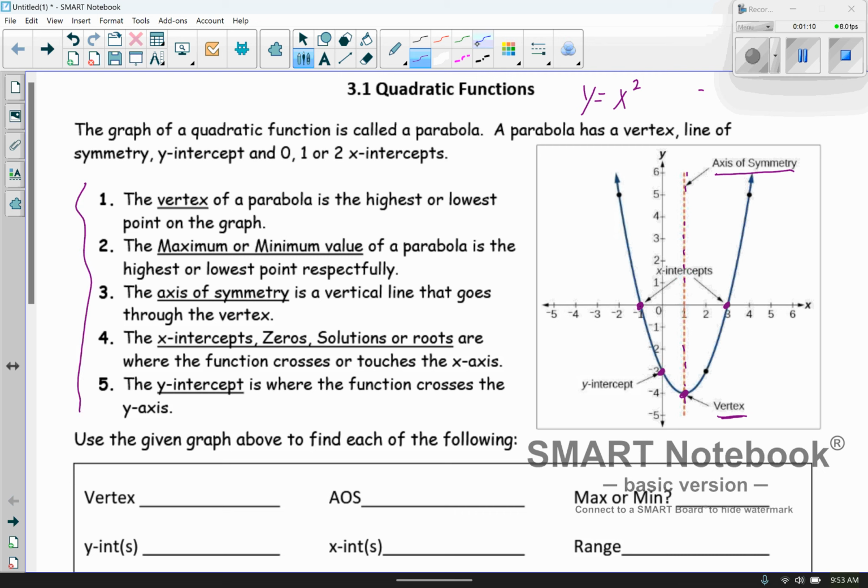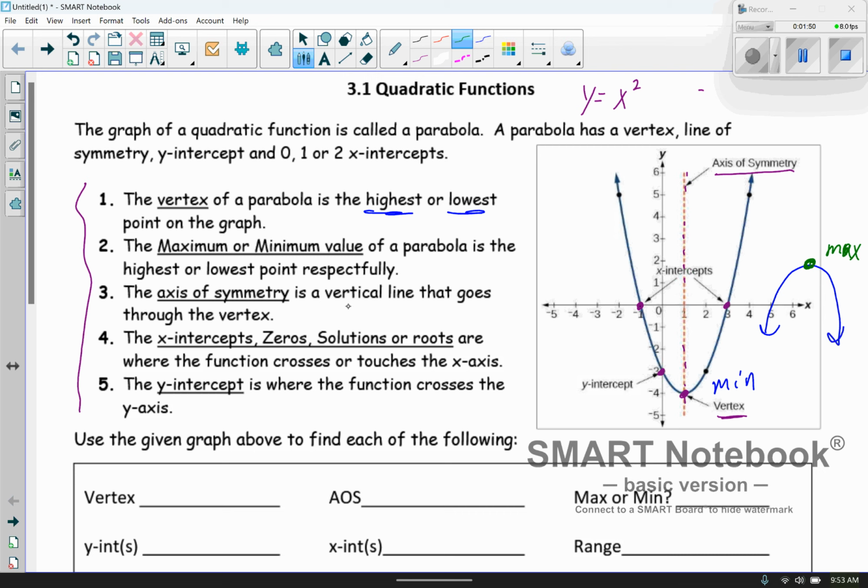So the vertex is the highest, or it could be the lowest point of the graph. In this case, it's the lowest point of the graph. And so the maximum or minimum value of the parabola is the highest or lowest point. In this case, this would be a minimum value right here because it's the smallest. There is no maximum because the graph goes up forever. Now, sometimes the parabolas will open downwards like this. And so this would be my vertex right here. And this one would actually be a maximum right there. So the vertex and minimum and maximum go together.